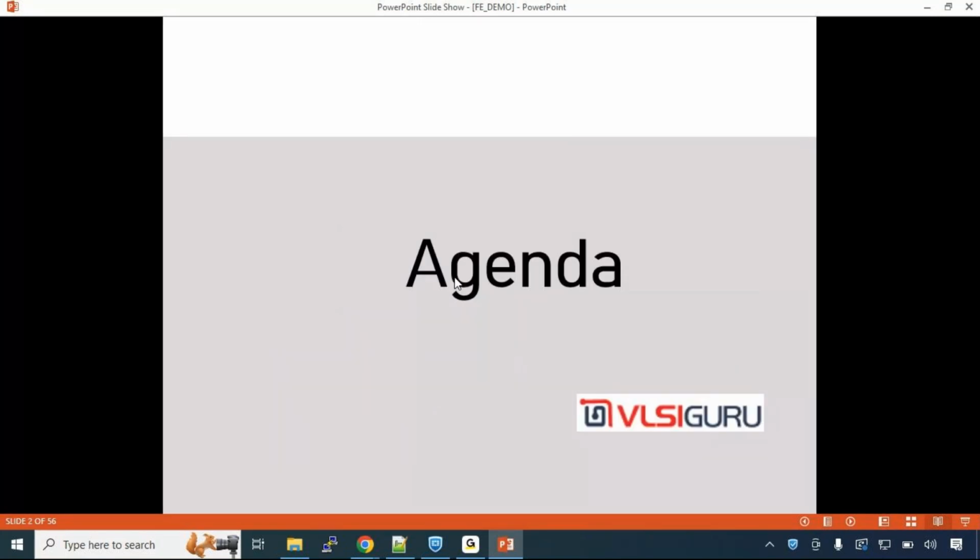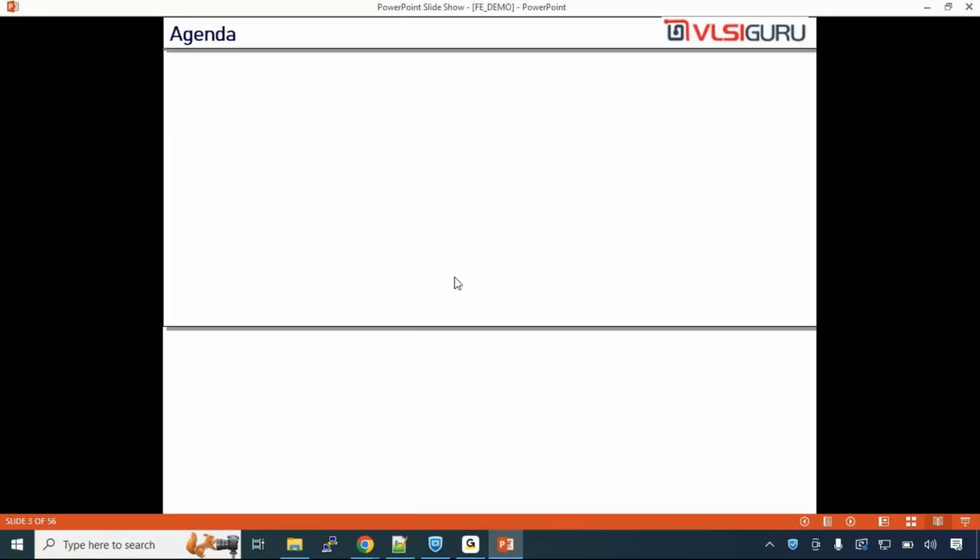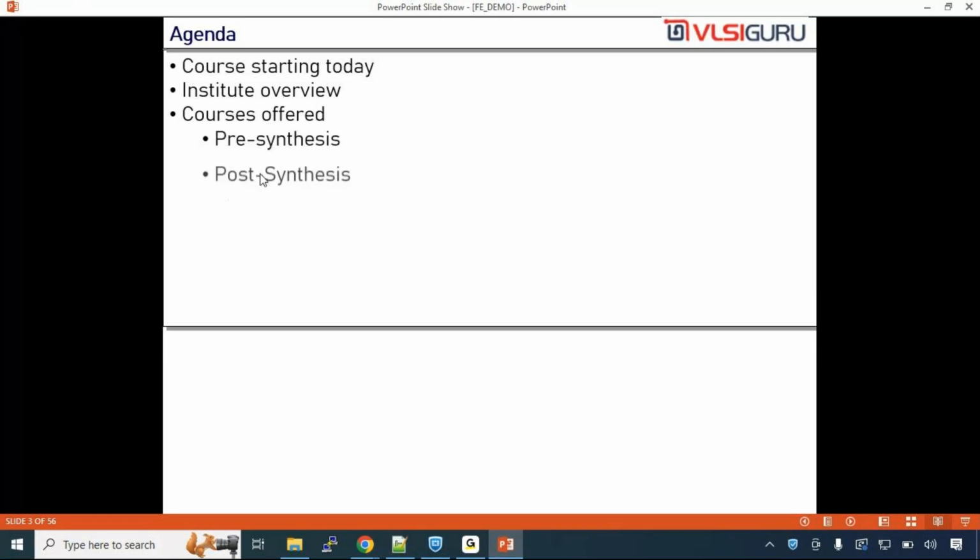So first let's start with the overall agenda. We'll be starting off with understanding what all courses are starting today. It's not just one course. There are almost 4 to 5 different courses we are starting today. And just a quick overview of the institute. Then what all courses are offered. Then courses in pre-synthesis and post-synthesis. And how do you choose the right course?